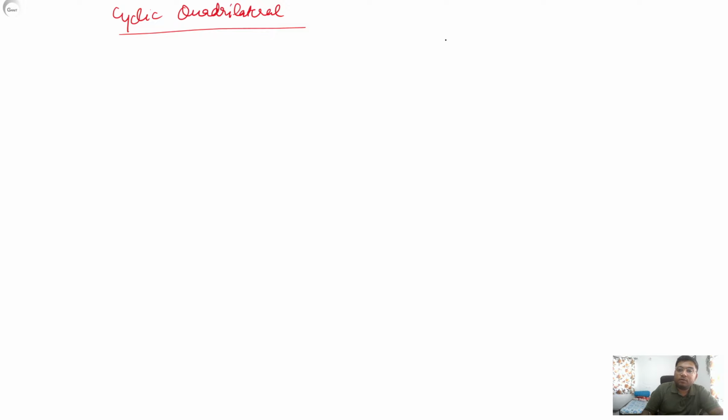Now, cyclic quadrilateral, of course, we are going to talk about a quadrilateral now. All 4 vertices have to lie on the circumference. All 4. If any 3 is lying, it's not a cyclic quadrilateral. All 4 have to be there.